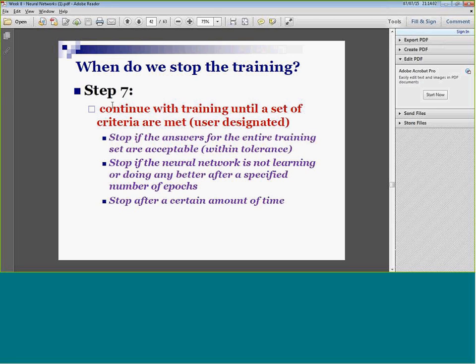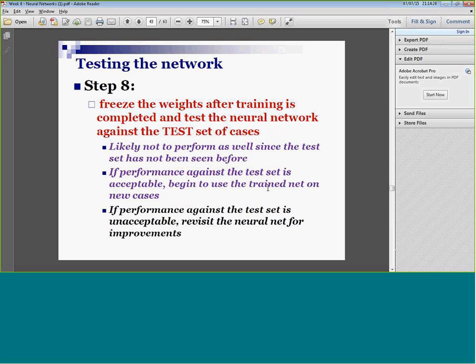Okay? So we continue with the training set until we meet some criteria that the user can designate. Stop if the answers for the training set are acceptable. They're all within a certain tolerance. I'm getting them all right within 10%. Or stop if the neural network's not learning anymore. In other words, it's flattened out. Stop after a certain amount of time. Or, of course, stop when the optimal set of weights works on the test set. So then you freeze the weights. And this is where you try it against the test set.